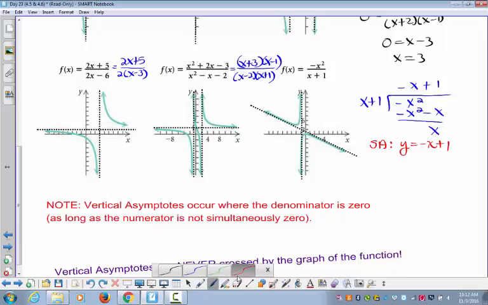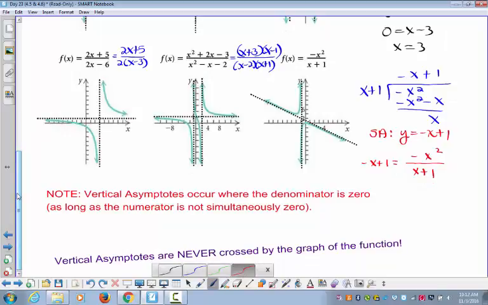So if we want to decide whether there's crossing or not, we would set negative x plus 1 equal to the function, negative x squared over x plus 1, and we'll see, is there a solution or not? If there's no solution, it's not crossed. If there is a solution, there's a crossing point.